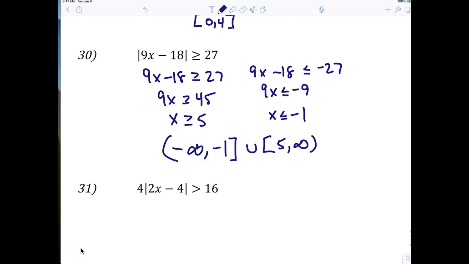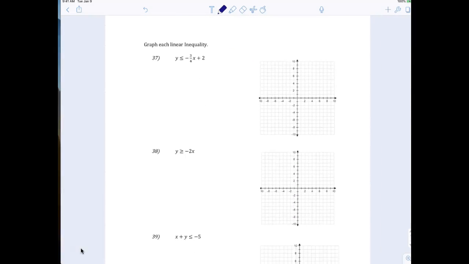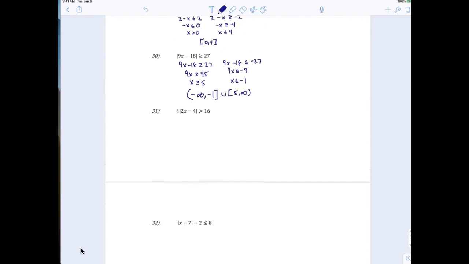Perfect. All right, now let me check one thing real quick. Oh yeah, those are all the graphing inequalities.